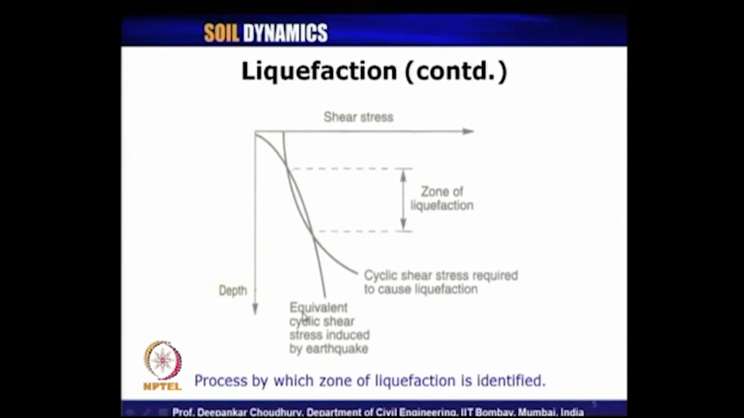This curve shows the development of equivalent cyclic shear stress induced because of a particular earthquake, and this curve shows the cyclic shear stress which is required to cause liquefaction. So, this is the capacity of the soil. So, if it is less than the cyclic shear stress produced, obviously the liquefaction is going to happen. So, that is why this is the zone of liquefaction.